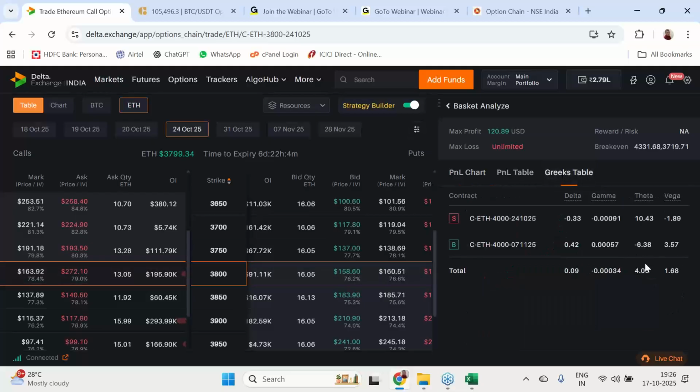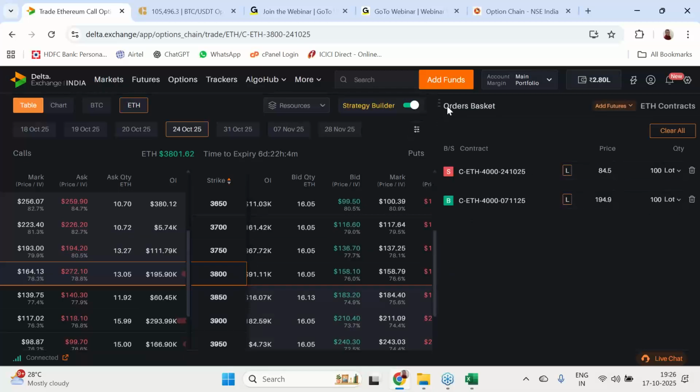My delta is reducing, theta coming to 4. What I said, I need a theta of $5 per day. That is the theta I need. So that theta I am getting. So when ideally I should close this, if it is maintained below 4000 till 24th, I have nothing to do. I'll be at a profit and I will book the profit.